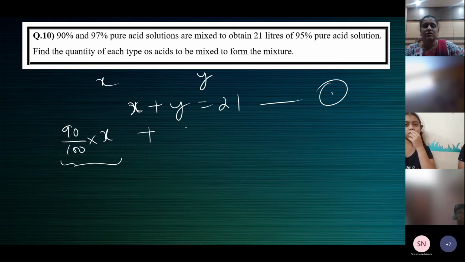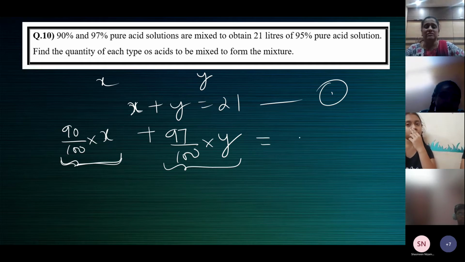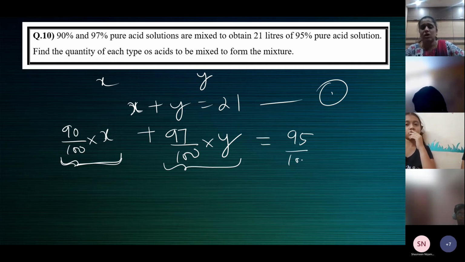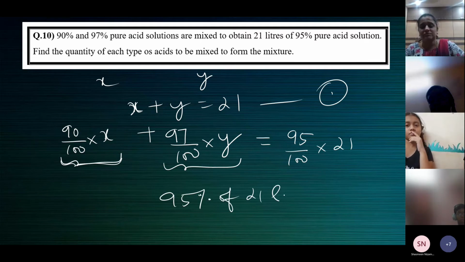Plus, you have Y liters of the second type. In Y liters, the entire Y liters is not acid. 97% of Y is acid. So from the first one, you get so much acid. From the second one, you get so much acid. When you mix both, the total acid in the final solution is 95% of 21 liters, because the final solution is 21 liters. In 21 liters, how much is acid? 95% of 21 liters is acid.